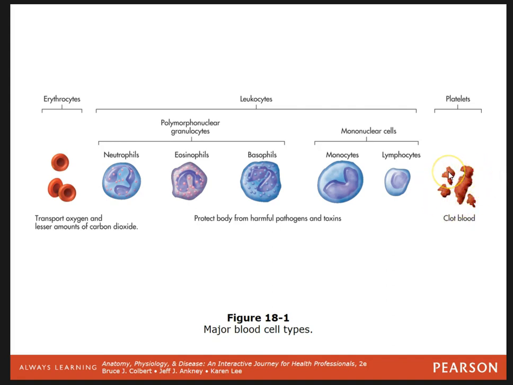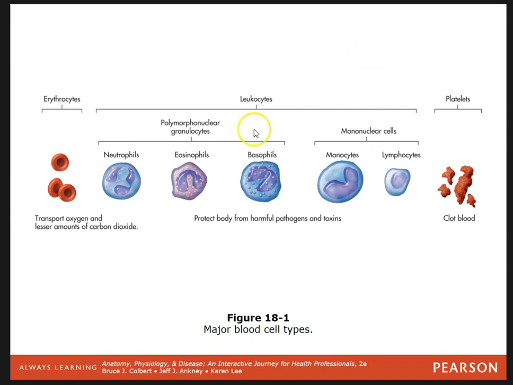They like to clump together. They kind of have a sticky property to them. We call that aggregation when they come and clump together. That's good when we're trying to not bleed, to have that platelet aggregation. But in clinical cases, sometimes we have too much of that platelet aggregation, and that could actually cause a blood clot.